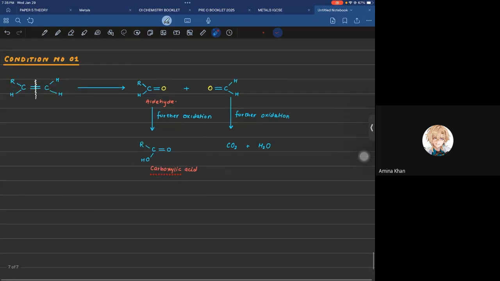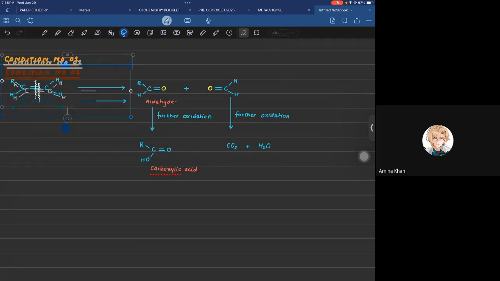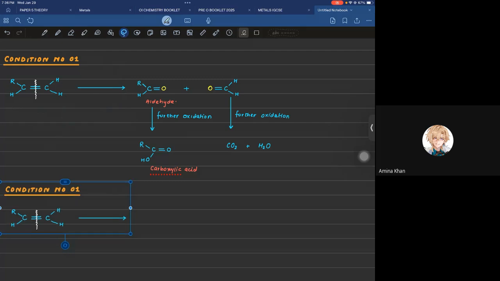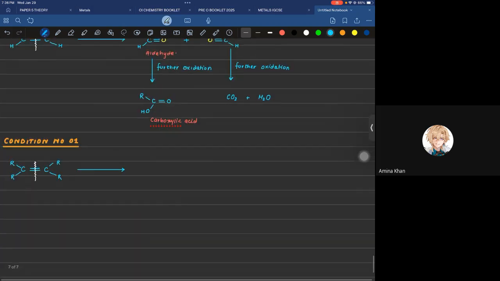What if you have this? Let's suppose, case number two. What if you have this: R, R. This is R, this is R, the two R groups attached. You know, R means any alkyl group.